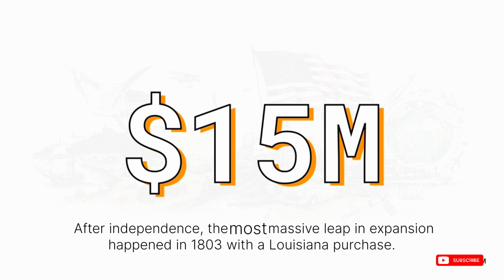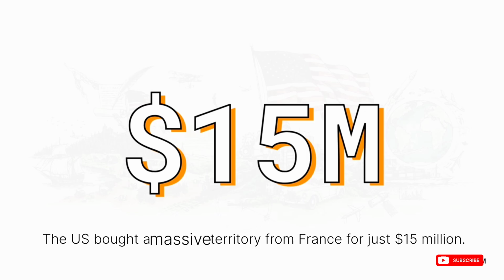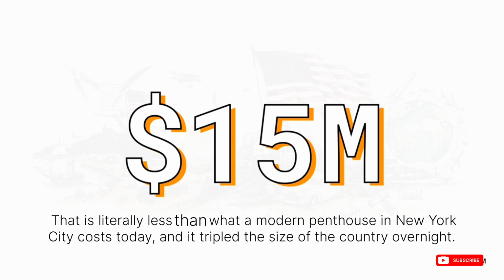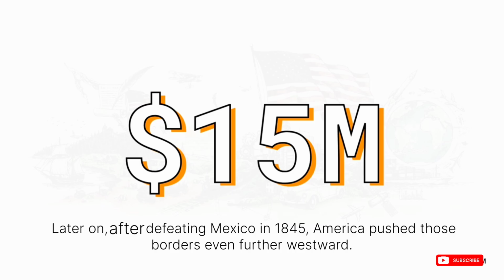After independence, the most massive leap in expansion happened in 1803 with the Louisiana Purchase. The US bought a massive territory from France for just 15 million bucks. We're talking like 3 cents an acre. That is literally less than what a modern penthouse in New York City costs today, and it tripled the size of the country overnight. Later on, after defeating Mexico in 1845, America pushed those borders even further westward.